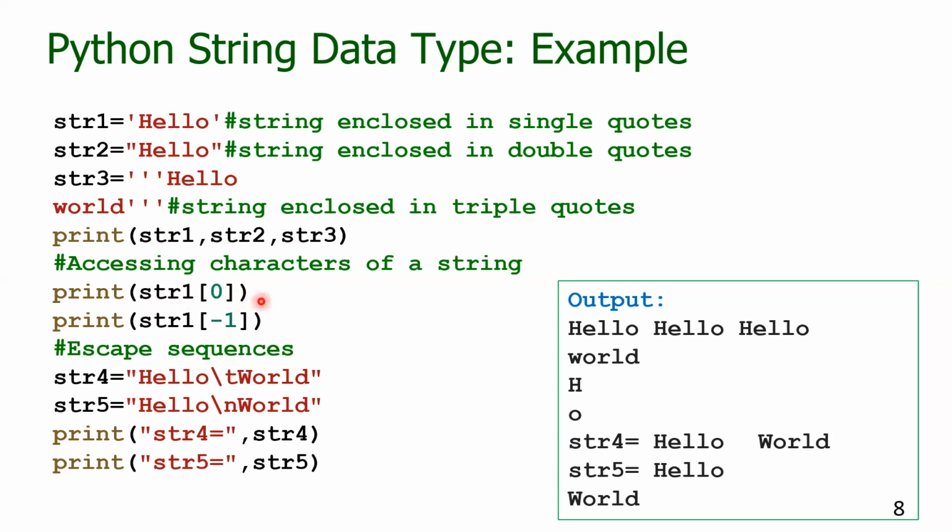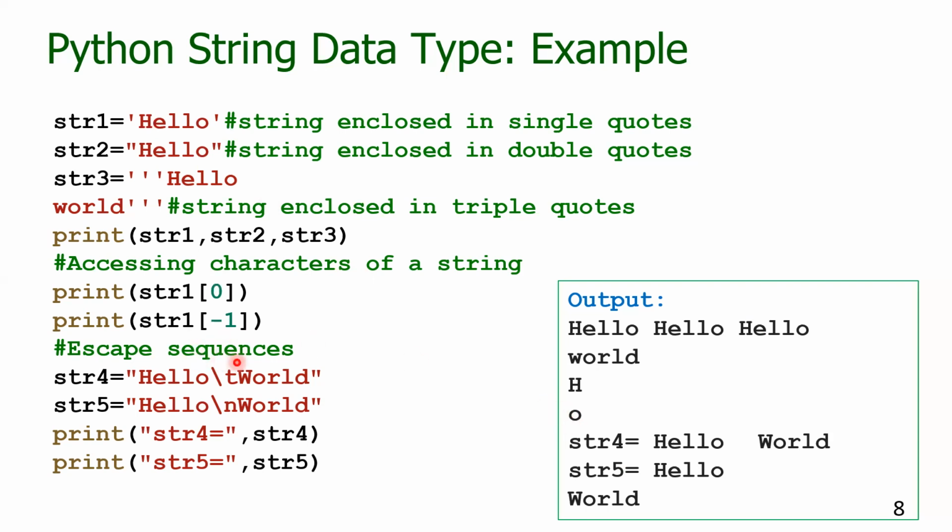In addition to positive indexing, we can also use negative indexing, wherein the negative indexing refers to the index value starting from the last character. That means print str1 of -1 refers to the last character in the string. So that is why when we try to print the values str1 of 0 and str1 of -1, str1 of 0 is the first character or the 0th index character, which is h. Similarly, str1 of -1 is the last character, which is o.